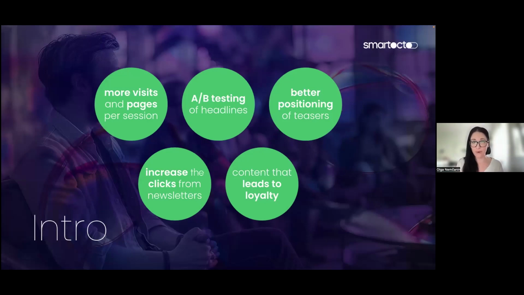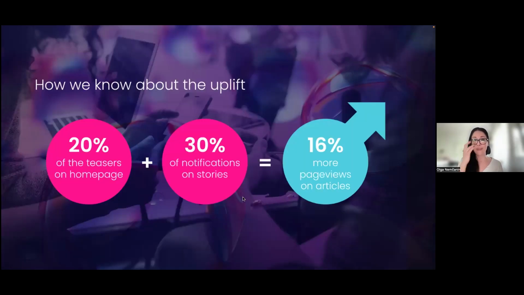And if you do it right, and if you test until you find a winner, it will lead to a better click-through rate, definitely. SmartOcto notifications and smart tips in real time will help you increase the clicks coming from the newsletters. And SmartOcto custom reports will show you the content that leads to loyalty and higher recirculation. This all means more views. And obviously, we measured it. We measured the effects, and we saw that you can reach an uplift in views of up to 16%.